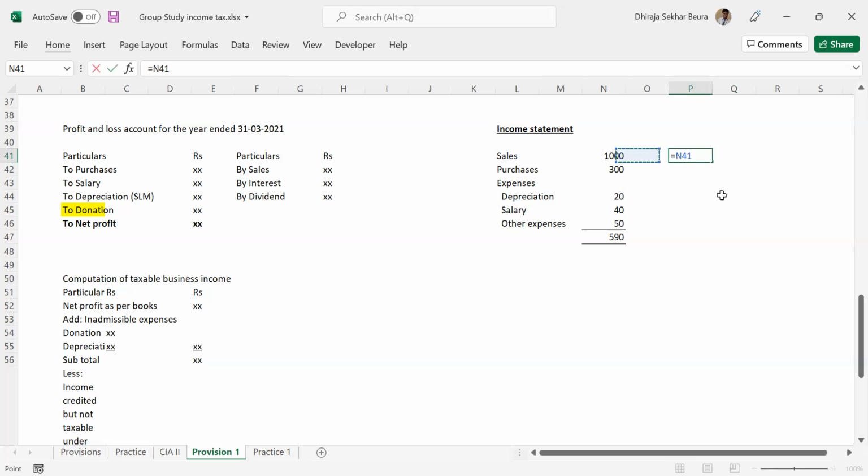So sales, yes, it is taxable income. Purchases, yes, it is allowable. 300 is deductible. Depreciation, no, we won't allow this much. We will allow only 16. Suppose, as per income tax, only 16 rupees is allowed, not 20 rupees. For salary, 40 is not allowed, only 30 is allowed. Suppose the whole of other expenses is not allowed. So now my taxable income becomes how much?